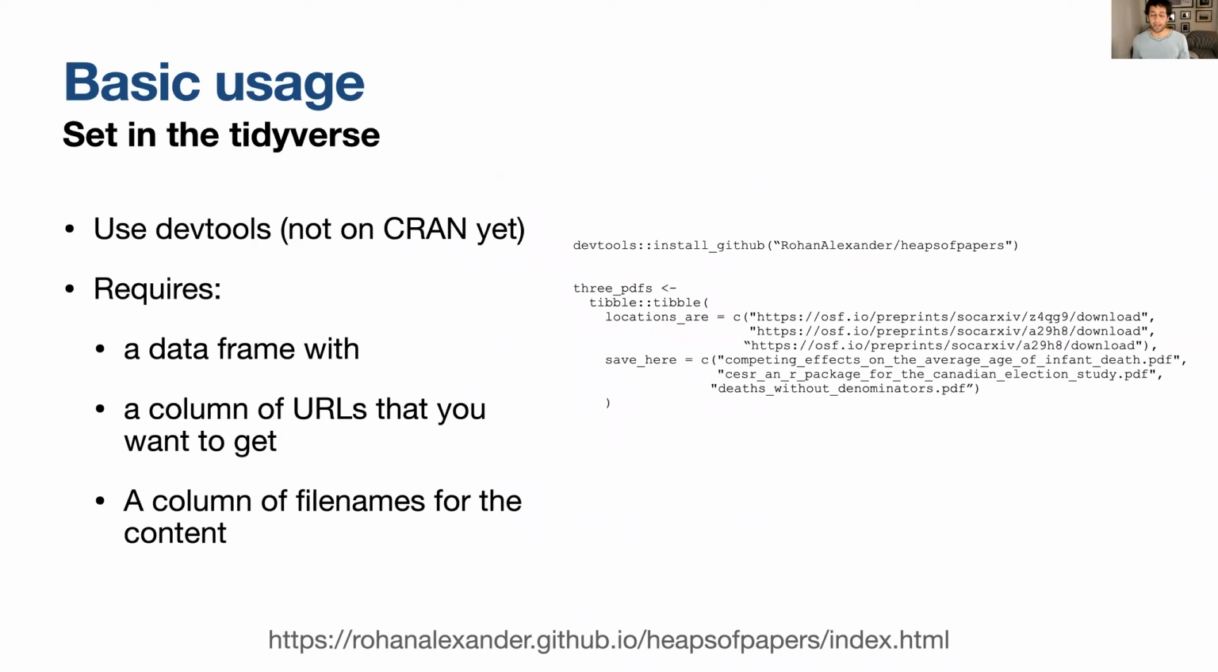The basic requirement in order to use the package is a data frame that has 2 columns. Those columns are a column of URLs, that is whatever it is that you want to get off the internet and onto your computer, and a column of names that you use to save them. That's what it's going to be saved as locally.